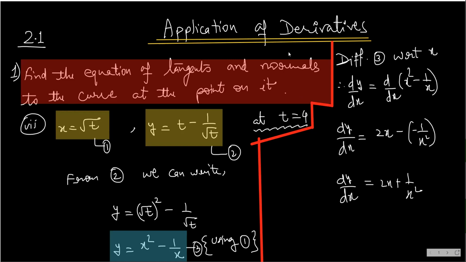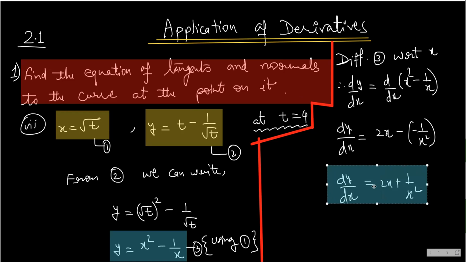What is the next step? I have to find dy by dx at the point where the tangent and normal are required. So dy by dx here is 2x plus 1 upon x square. In dy by dx, there is no y as such, so I need to substitute the value of x where the tangent or the normal is expected to be drawn.